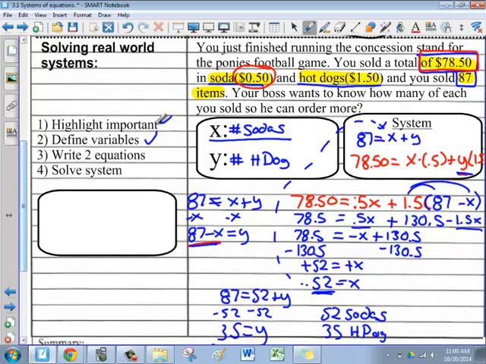But step 1, highlight important information. We did that. Step 2, define the variables. Sodas and hot dogs. That's what varies in this situation. Step 3, write 2 equations, which we did right here beautifully, well, except for this 1.5 part. And then solve the system down below. I just forgot to box it at the end for you guys.